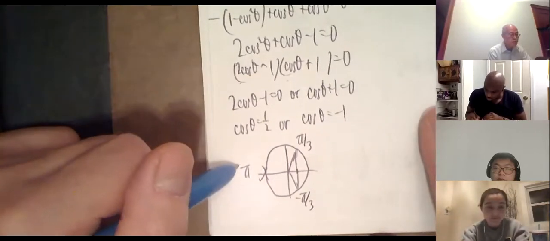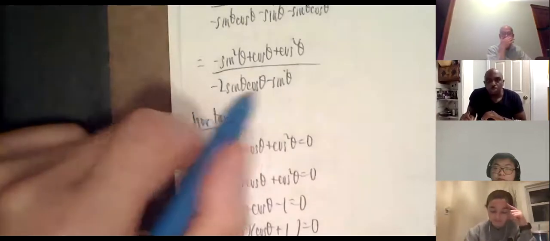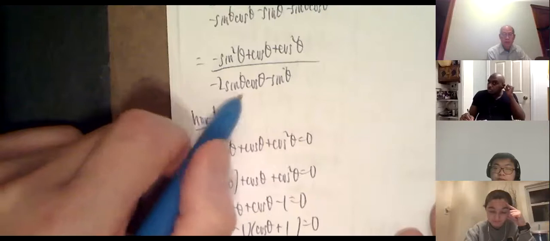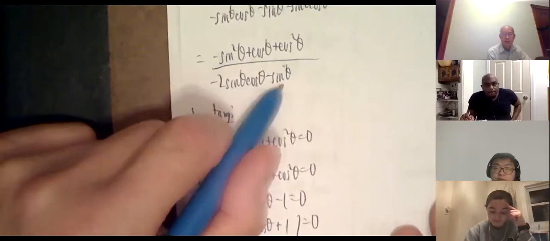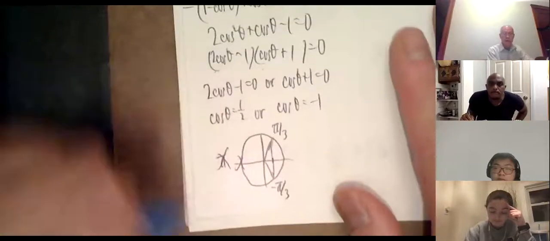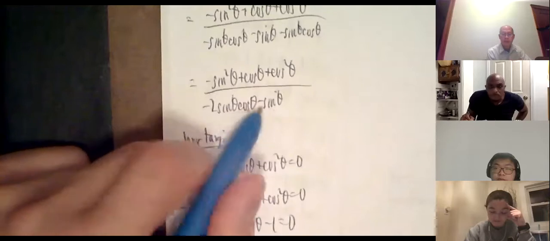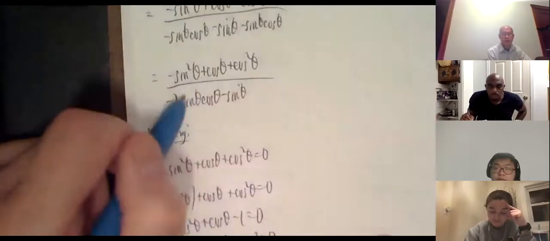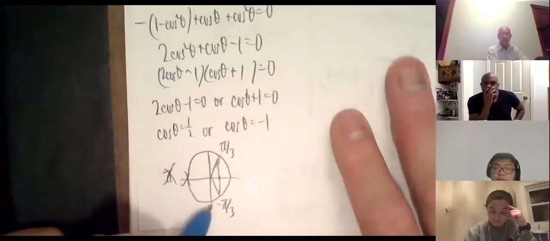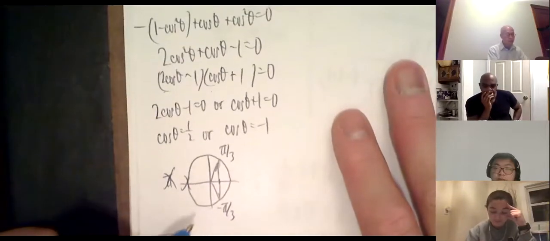Okay, but let me check over here. Does pi make any of these 0? Yes. Sine of pi is 0. Okay, so that's eliminated. Pi over 3, the denominator is not 0. Negative pi over 3, the denominator is not 0 either. Okay, so I have pi over 3 and negative pi over 3.